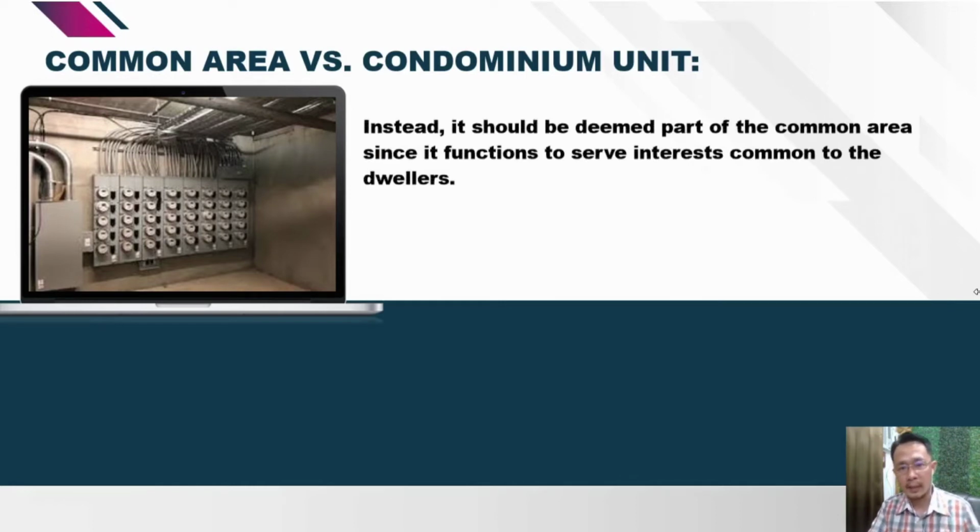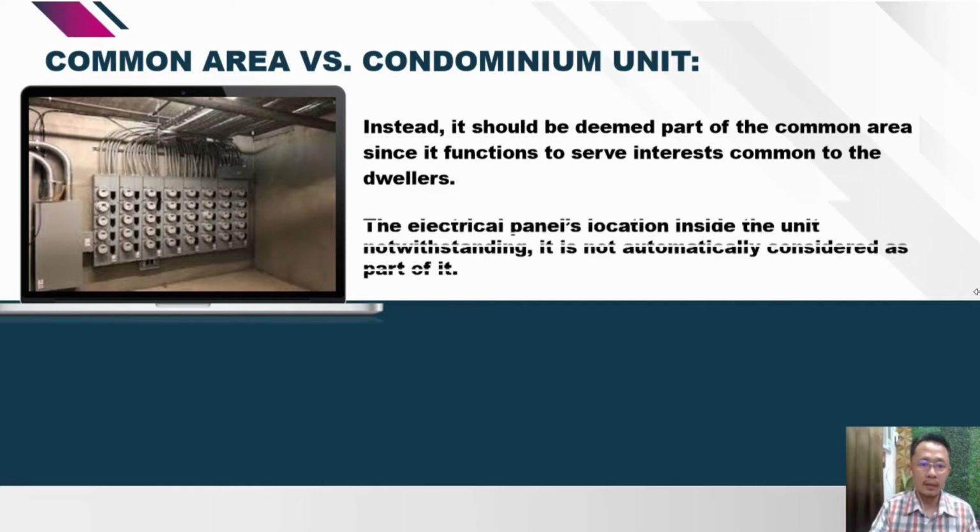Okay, why? Because it should be deemed part of the common area since it functions to serve the interest of the common dwellers. So there is what we call a mutual interest among the unit owners. So even if the electrical panel's location is inside the unit, it is not automatically considered as part of it.